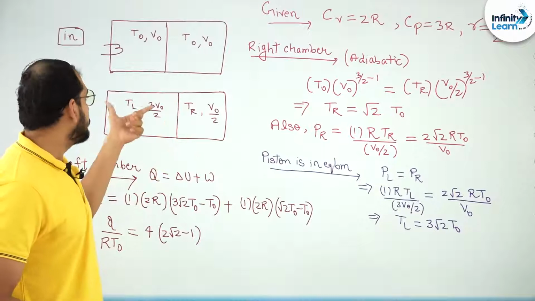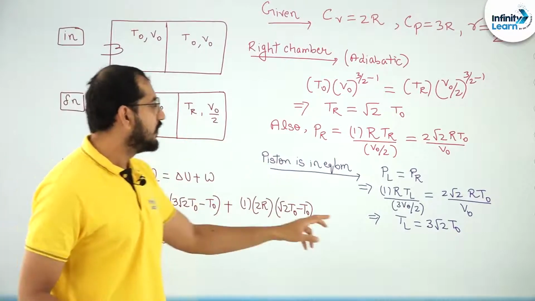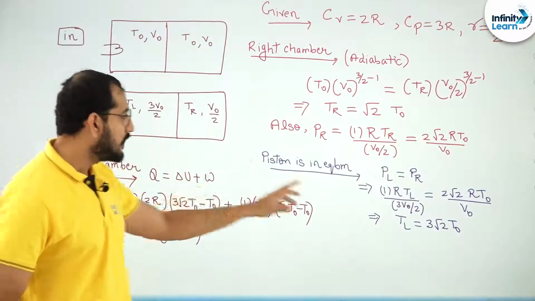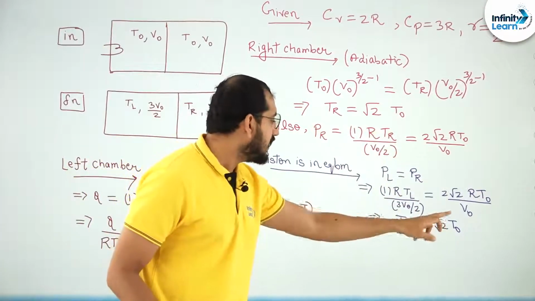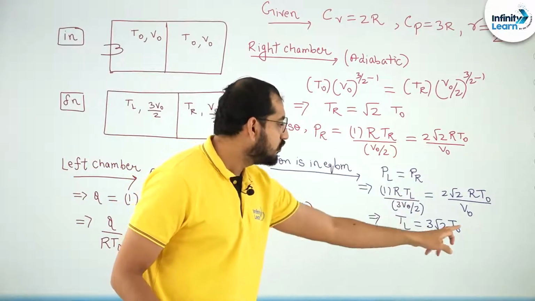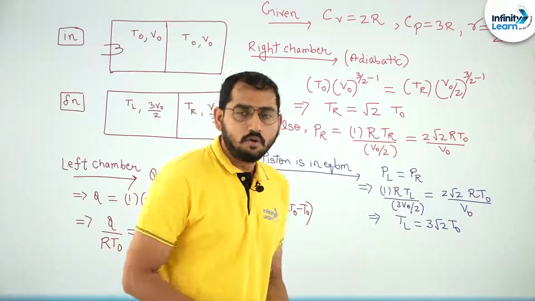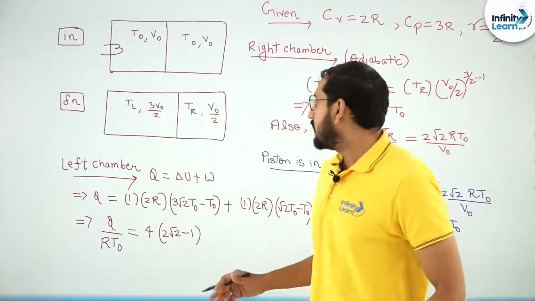So the pressure on the left side can be calculated by this equation. I have used the final volume as 3 V0 by 2. After placing the values of PR, I will get TL as 3 root 2 T0. So I will keep this value aside, right? Now moving on, I need to calculate the value of Q.